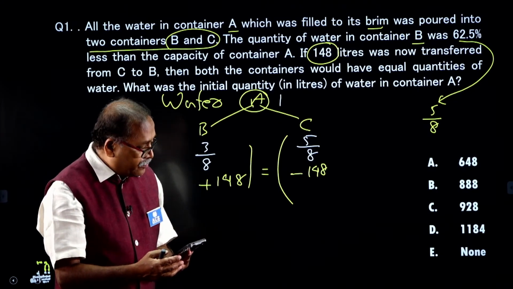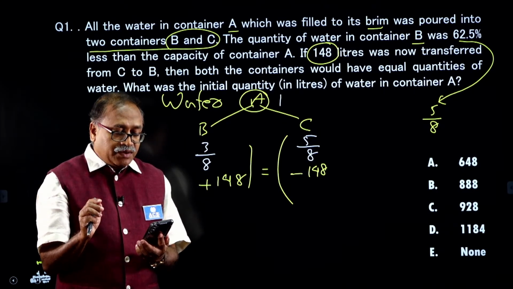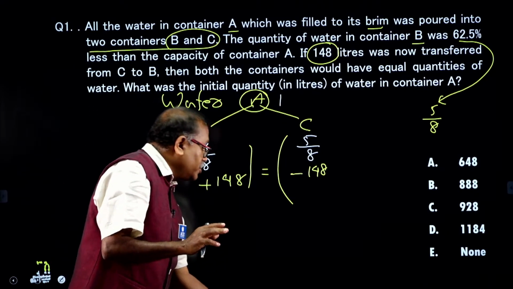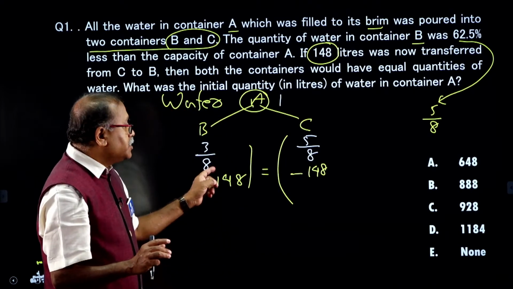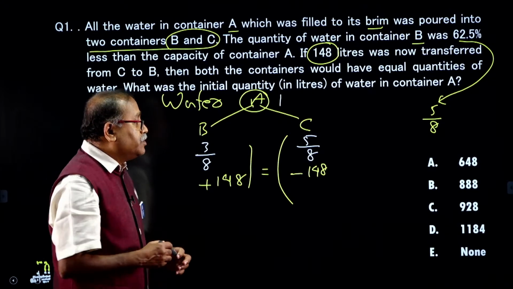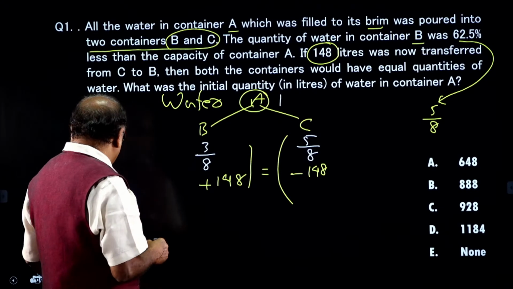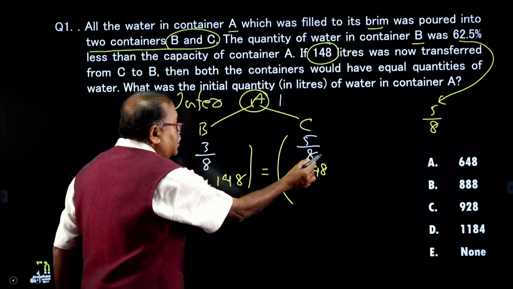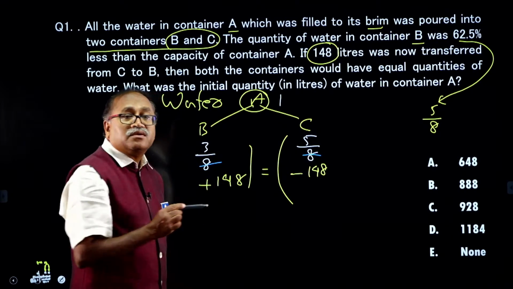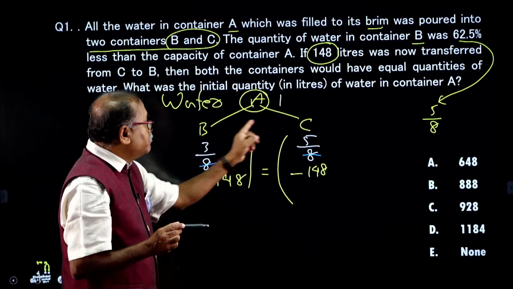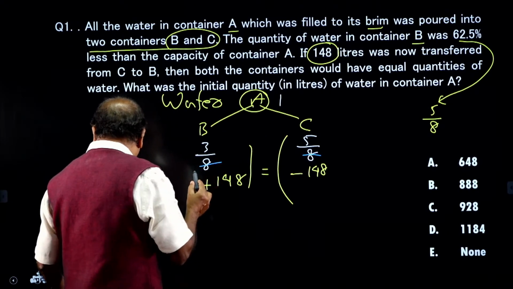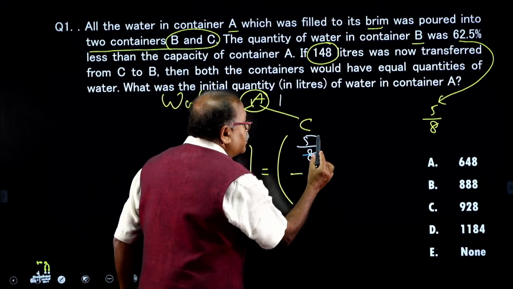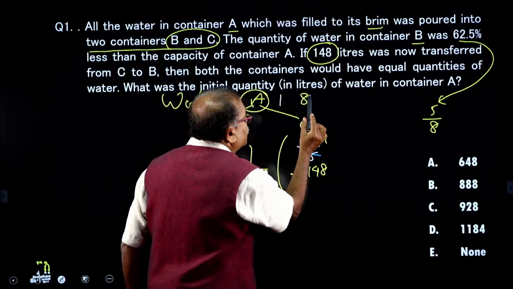Option E, this was for the previous question. Whoever is watching, do not go, let me explain this part. How do we do this one? It is a beautiful question, my dear friends. Here this 8 gets cancelled, and what is the ratio of B and C? This is 3x and this is 5x, the total is 8x.